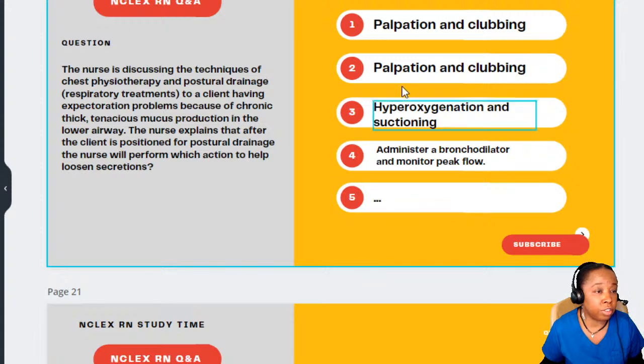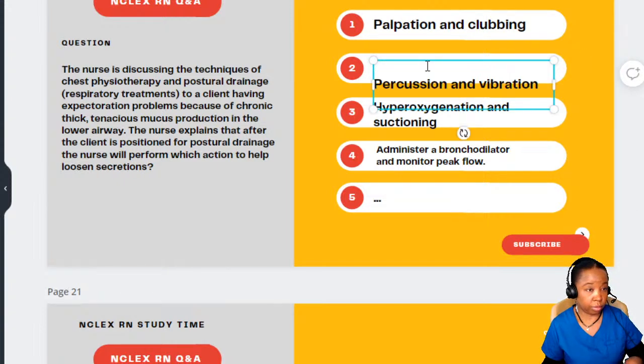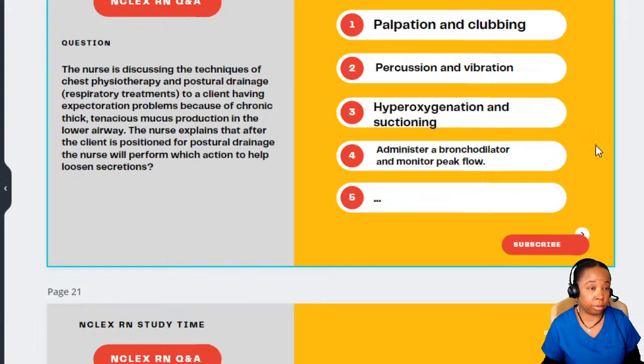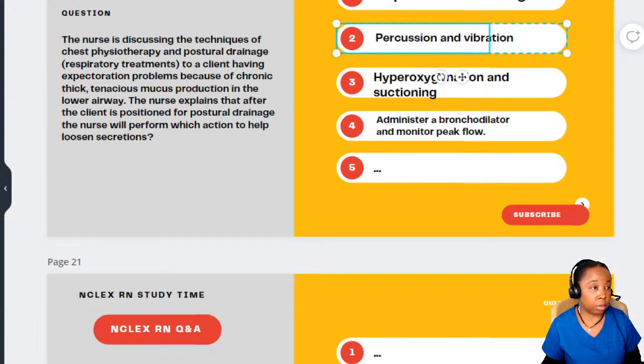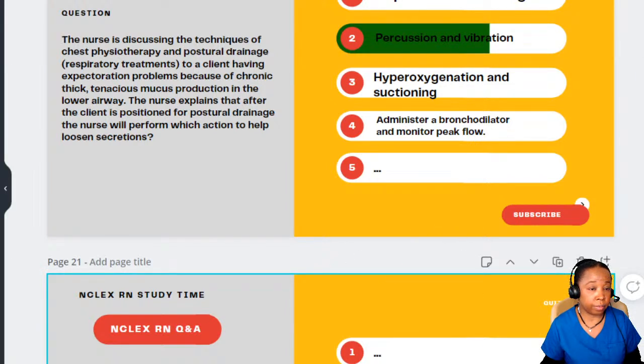So the answer is percussion. I have palpation. Where's percussion? Oops, I didn't put percussion. Percussion is the best option. Next one, let's move on.